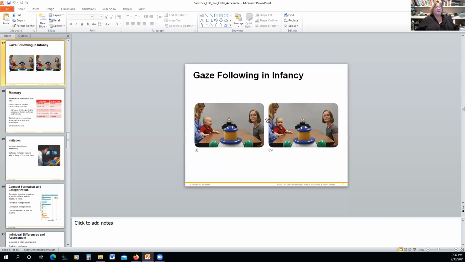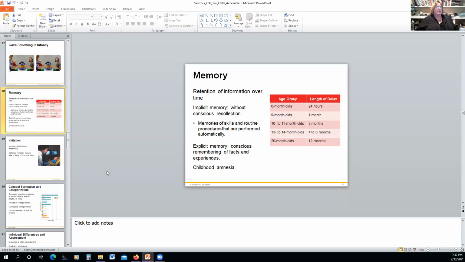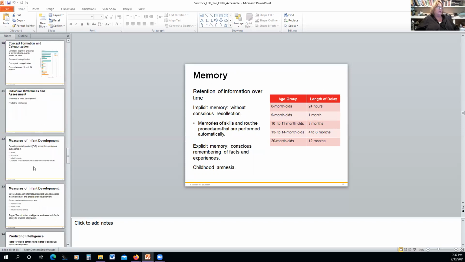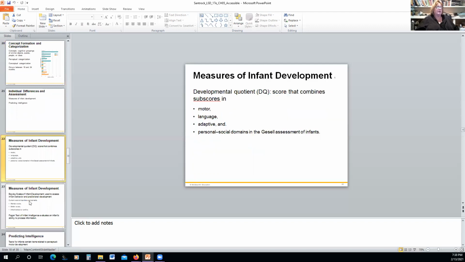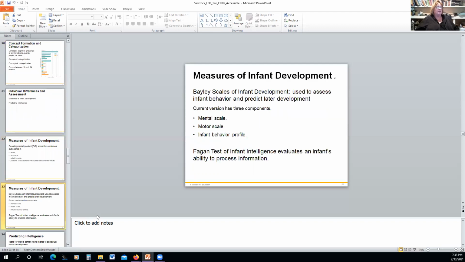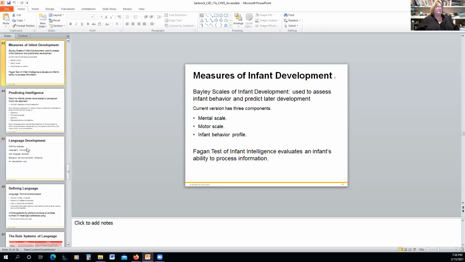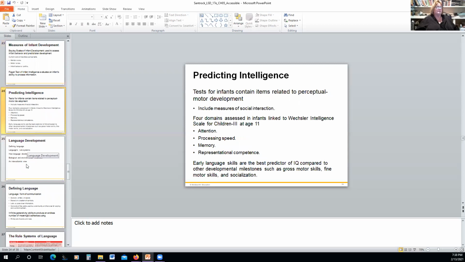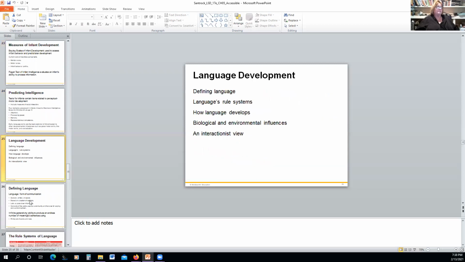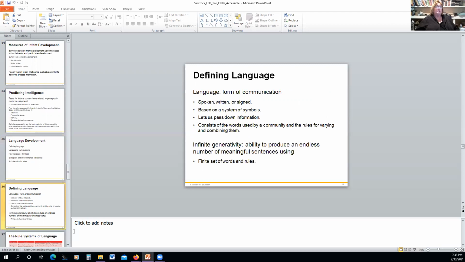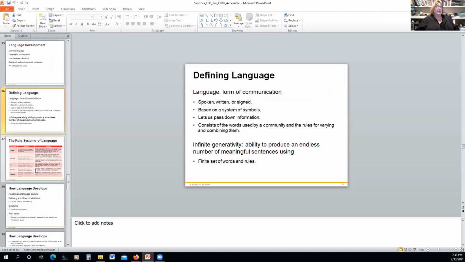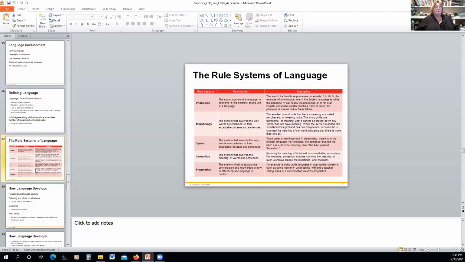Like, okay, gaze following, is the baby following what they're looking at? It talks about memory. Babies don't remember anything past like 24 hours, that's about it. There's some other things in here about development and how you measure it, but again, a Bayley scale, and some other things about predicting intelligence. Yeah, but they're babies. Some language development ideas, looking at spoken word, looking at our rules, our sounds.